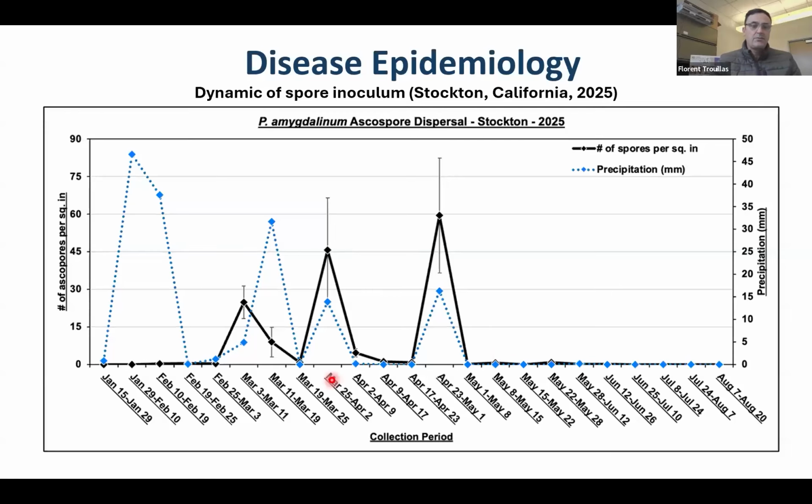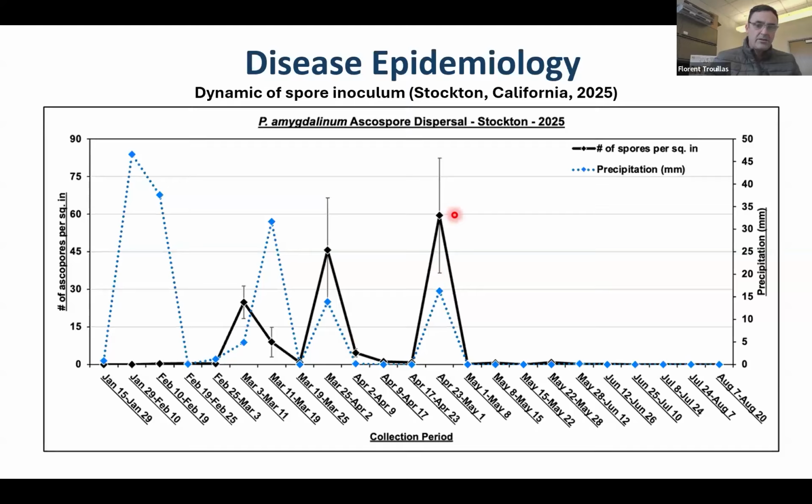So the first thing that we can observe is the onset of sporulation. This is again Stockton, California. The first big peak of sporulation was detected around the first week of March, and that also overlaps with the first rain. So it seems obviously that rain is required for the sporulation of Polystigma to be triggered within an orchard.